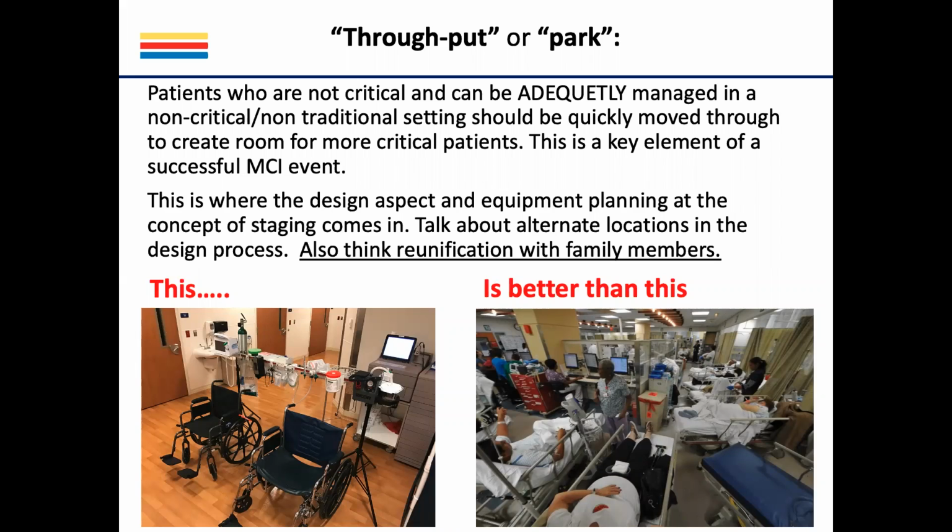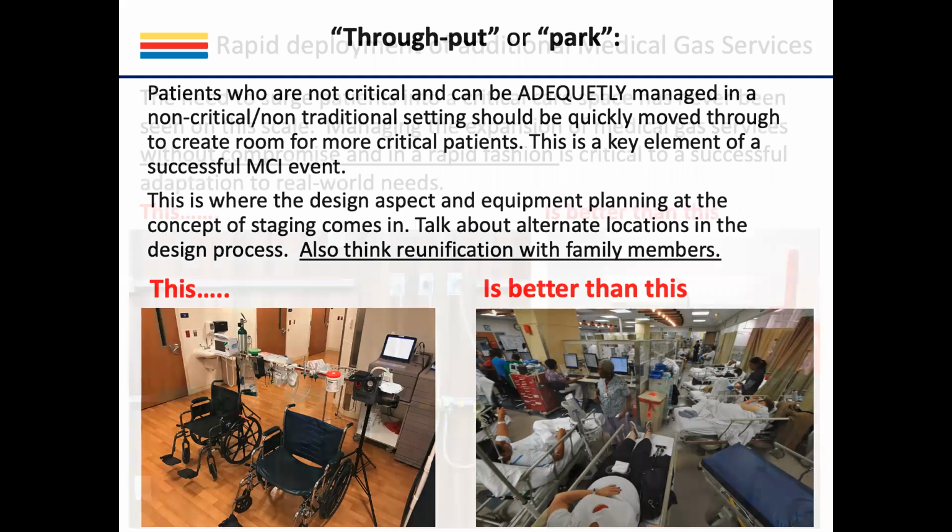So patients who are not critical and can be adequately managed in a non-critical or non-traditional setting can be quickly moved through to create room for more critical patients. And again, have a discussion about how are you going to do that? How are you going to throughput your patients rather than park them somewhere? And talk about reunification with family members. I mean, that's a big thing that ultimately swamped Orlando Health, because everybody showed up there wanting to know where their loved one was, and they wound up having an issue with.